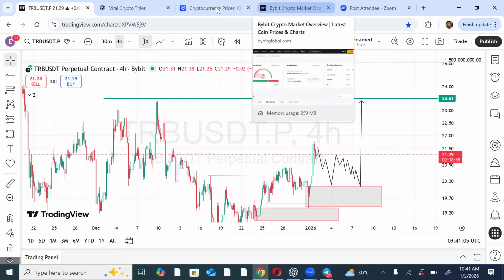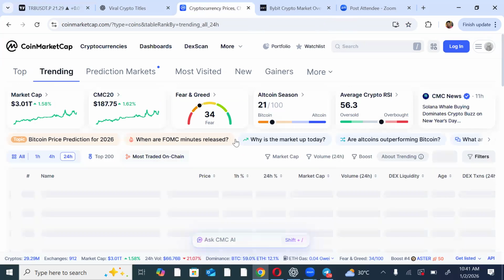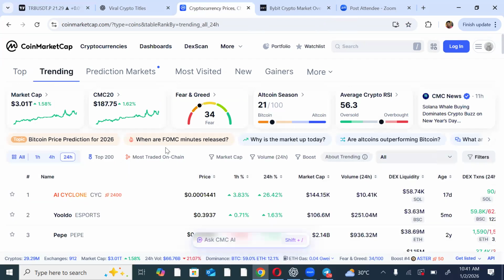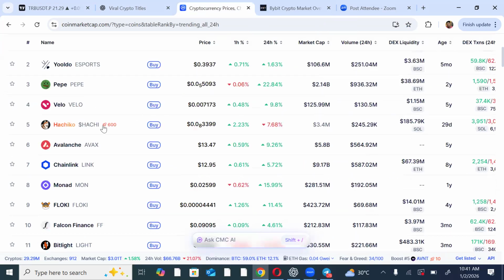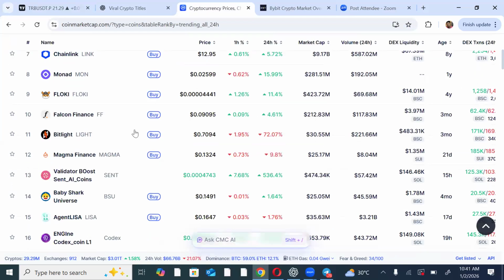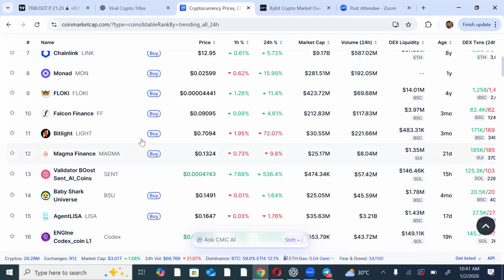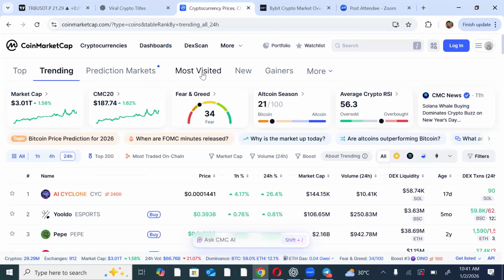We can also use CoinMarketCap to get coins that are trending, right? You can see trending coins, you can see prediction markets. Just go to CoinMarketCap, you're going to see all this data and metrics readily available for you. You can see all these coins are trending. Run analysis on them to see what exactly is going on. Now let's see most visited.